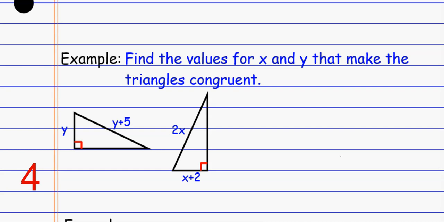If I look at something like this guy, it says find the values of x and y that make the triangles congruent. And so as I look at this thing, once again, if I'm talking about hypotenuse leg, the hypotenuses have to match up. So this guy and this guy have to match up. They have to be congruent, which means they have to be equal. And then the legs have to match up as well. So here, the leg of y and the leg of x plus 2 have to match up.